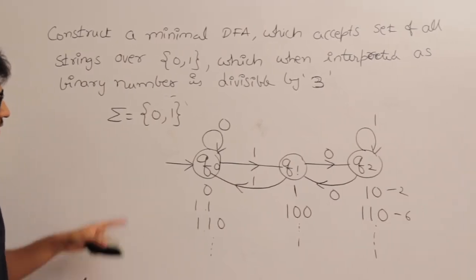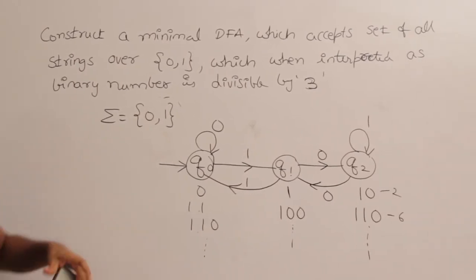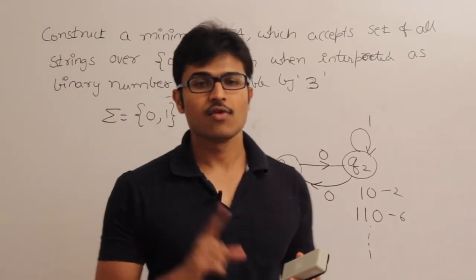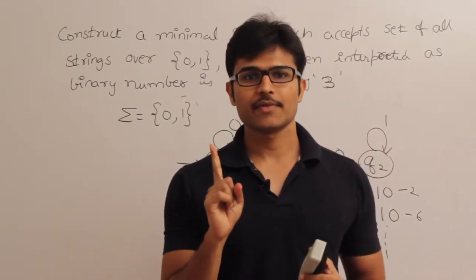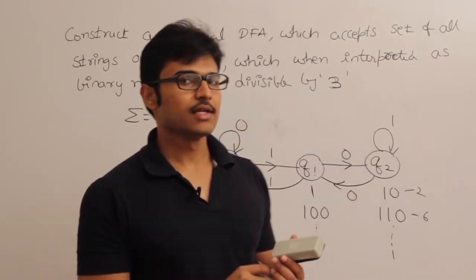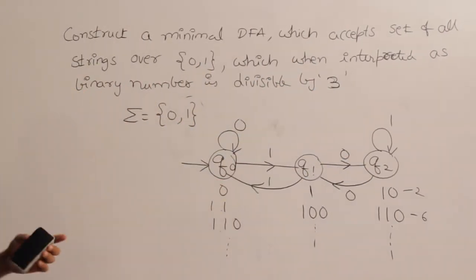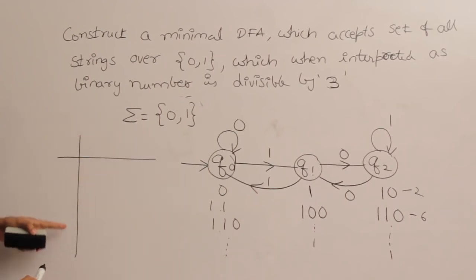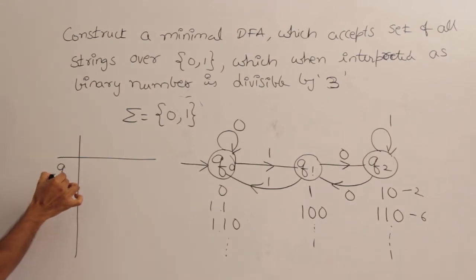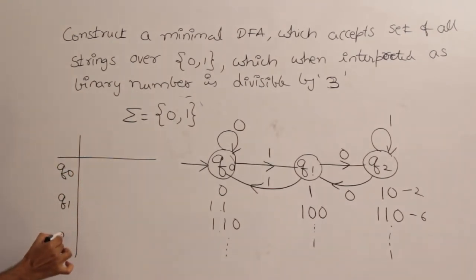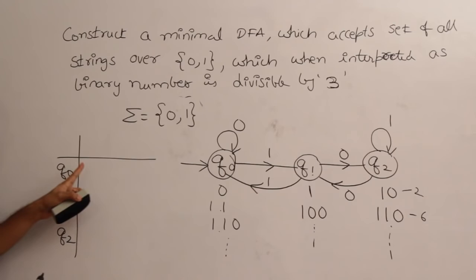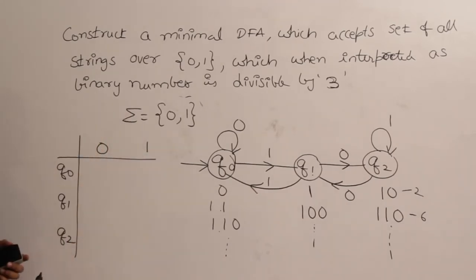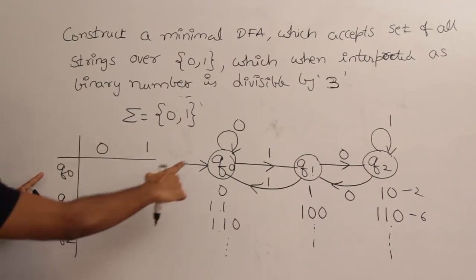Now let us draw the transition table for this diagram. This is called the transition diagram. There are two ways in which you can represent a finite automata. One is the state transition diagram, the other is the state transition table. So let's see how the table looks. Rows are nothing but the number of states. The states here are Q0, Q1 and Q2, and columns are nothing but the inputs 0, 1, and just fill in all the transitions.